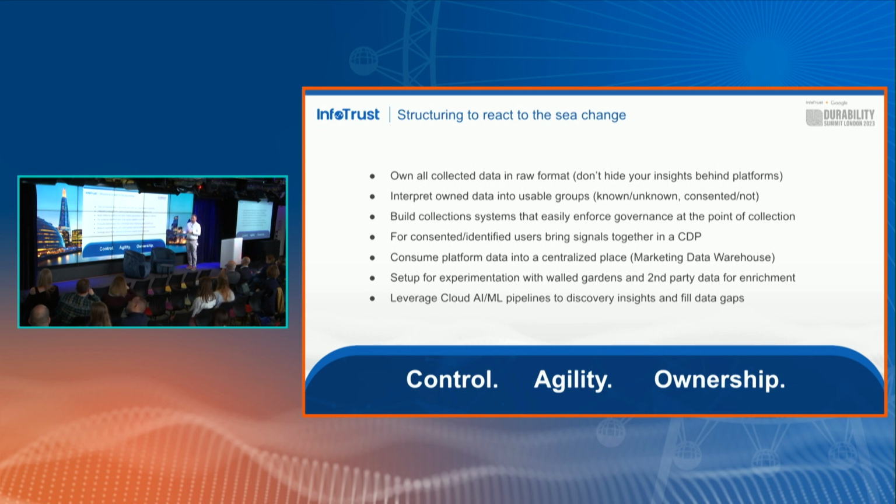Let's make governance easy. For consented identifiers, the people that came in, we've got to start bringing them together. Get them into a CDP. If we're going to take action on these people, how do they want to be communicated with? What are their wishes? What groups can I put them in? Let's make this easier and build an infrastructure around that concept alone.